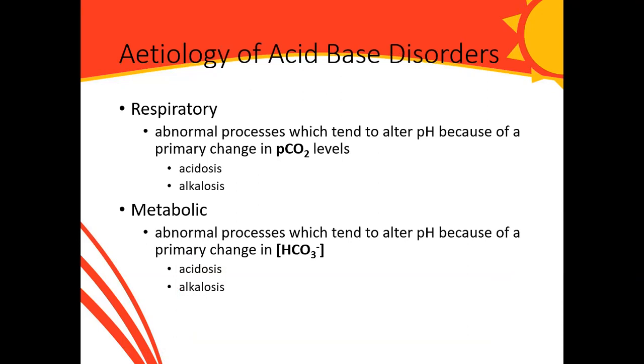Respiratory acidosis occurs when there's an abnormal process that tends to cause a change in PCO2. If the PCO2 increases, you have respiratory acidosis. If PCO2 is reduced, you have respiratory alkalosis. In the same way, for metabolic, the change in pH is a result of a primary change in bicarbonate. So when you have reduced bicarbonate, you have metabolic acidosis, and when you have high levels of bicarbonate, you have metabolic alkalosis.